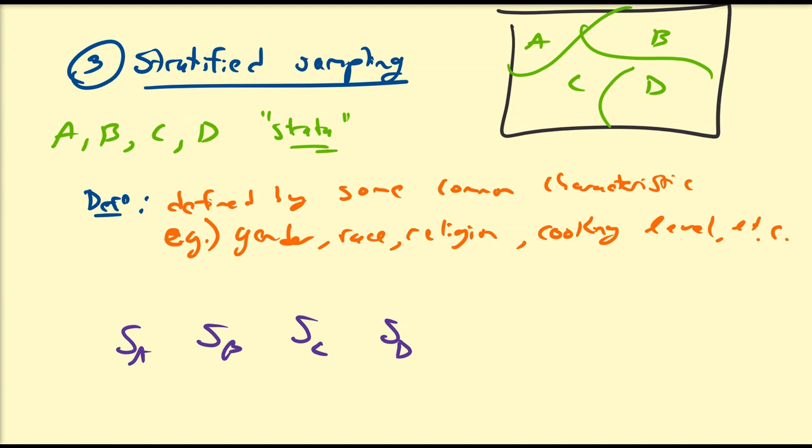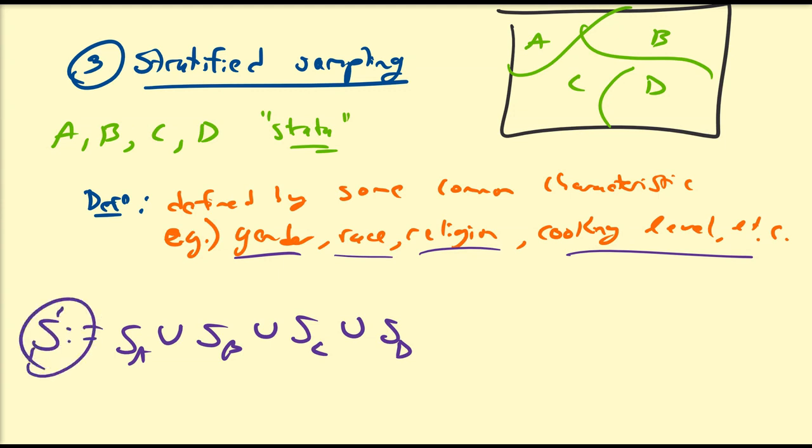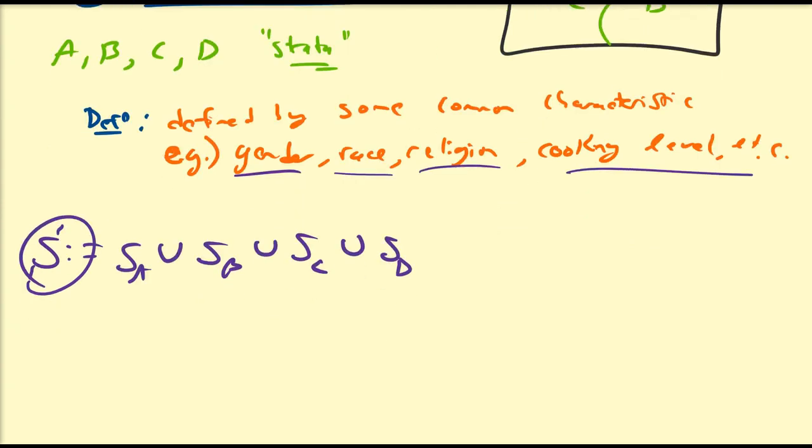So it's possible that because it's possible to be a boy and also of a particular race, it's possible to have a cooking level and a different religion. It's possible that there is some overlap between these things. So SA and SB might share some common elements, but nonetheless, when we take the union of these particular values, that's going to neglect those repetition values, and then we're going to define our sample to be that. Right, so a sample from strata A, a sample from strata B, and so on, combine them together, that's going to be your sample, right?